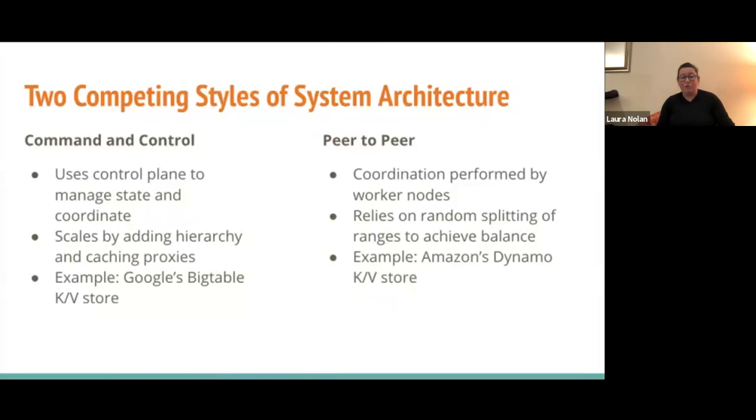So you have two key value stores, both designed in the noughties. I think both the papers came out in roughly 2006, 2007. Doing something that's sort of similar, although Dynamo is eventually consistent, whereas Bigtable is more consistent. But they're still pretty similar problems with radically different solutions.